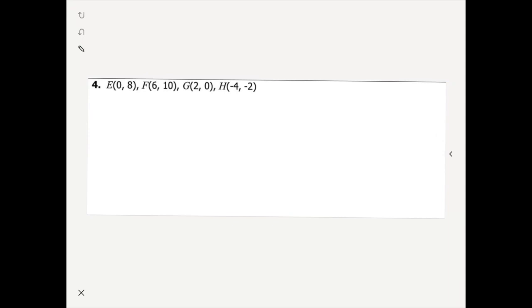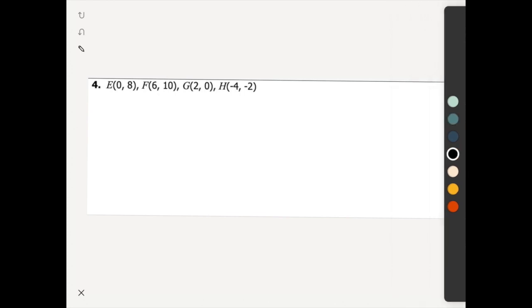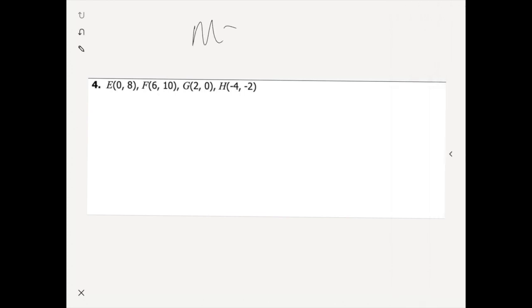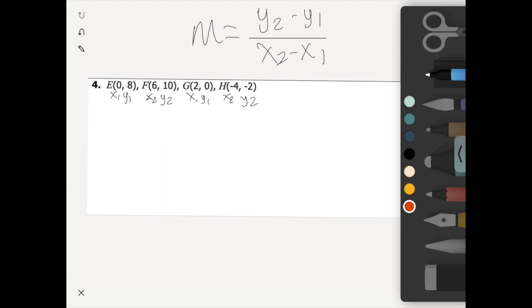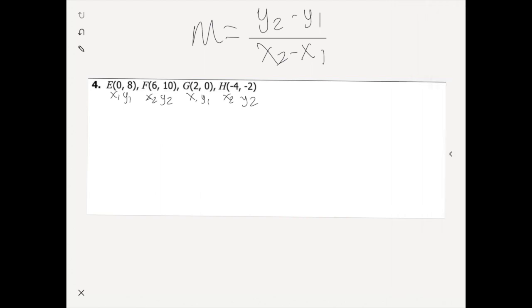If we check this one, number 4, we're going to do the same thing. We're going to label our points. I'm going to use the slope formula: m equals y2 minus y1 over x2 minus x1. I'm going to label x1, y1, x2, y2 for each side. And we're going to start with EF. At the top, I'm going to have 10 minus 8 over 6 minus 0. That's going to give me 2 over 6. I'm going to reduce and I'm going to get 1 over 3.